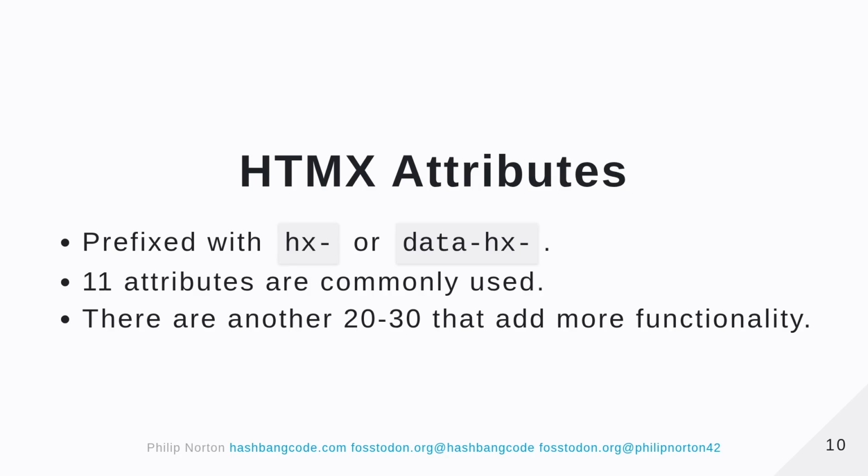HTML attributes are either prefixed with HX or data HX. I have to say that Drupal has chosen the data HX one, but they're both interchangeable inside the library, so it doesn't matter which one you go for. There's about 11 attributes commonly used and about 20 or 30 that add more stuff, but generally you'll focus on about 5 core attributes.